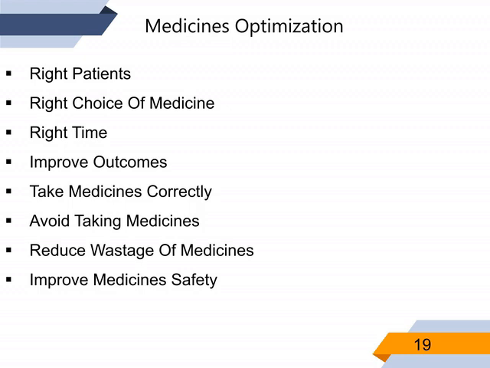The medicines optimization approach requires multidisciplinary team working. Healthcare professionals need to work together to individualize care, monitor outcomes more carefully, review medicines more frequently and support patients when needed.